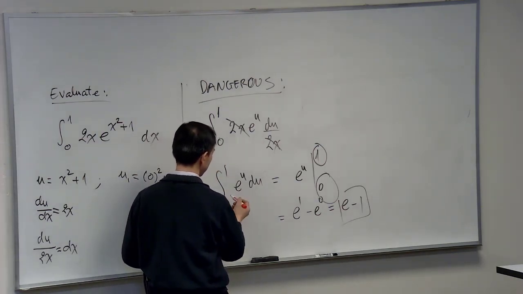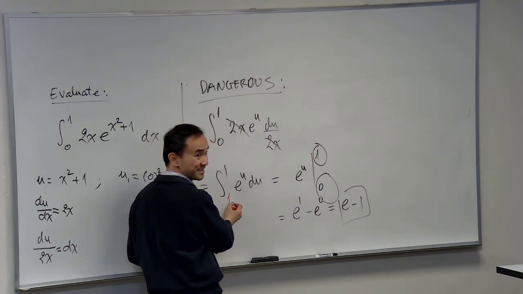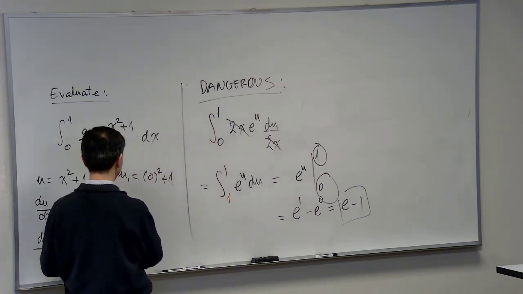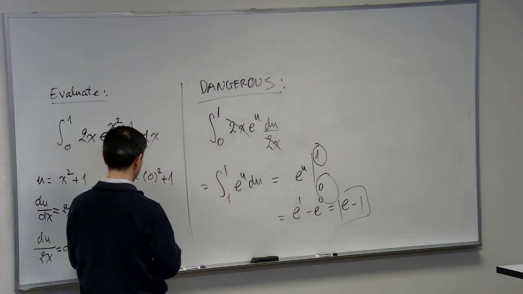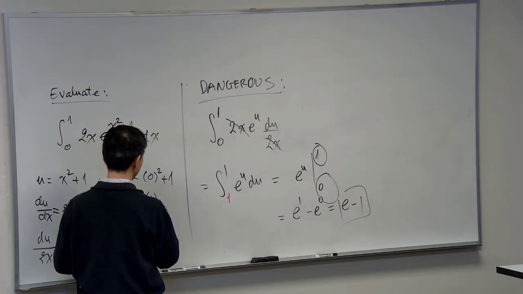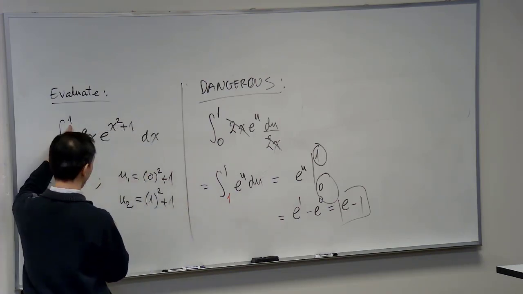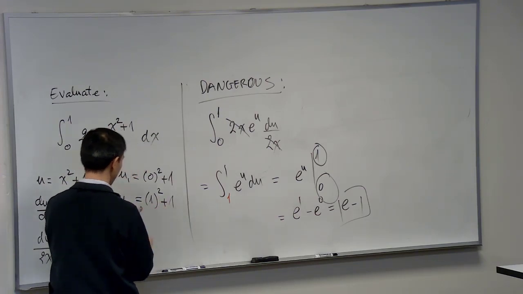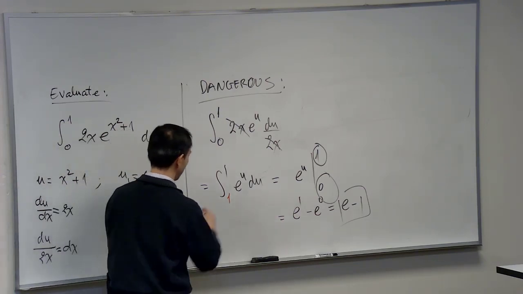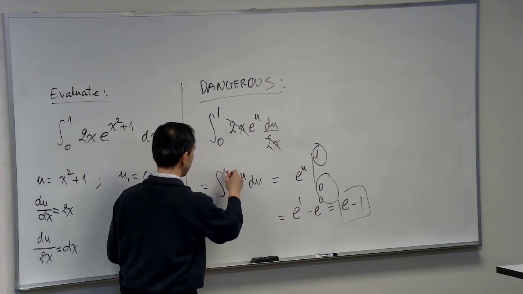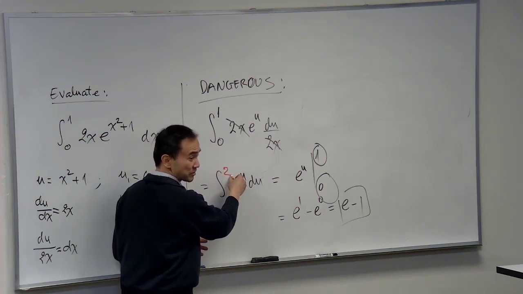The correct one here is 1. And then the upper u2: you go 1 squared plus 1, because when x equals 1, 1 squared plus 1 equals 2, so your upper number here needs to be 2. That's the correct version of that. See what I'm saying now?